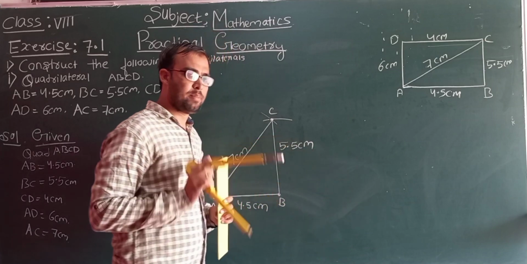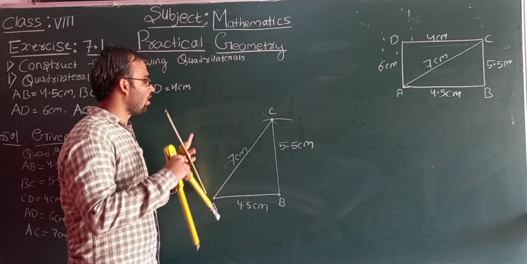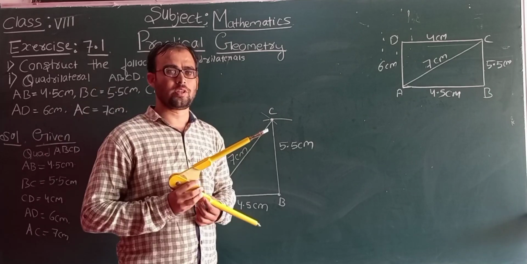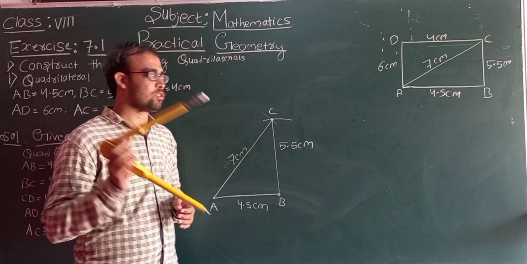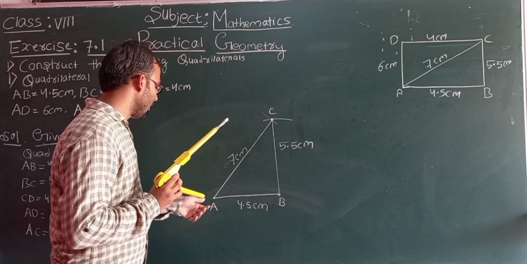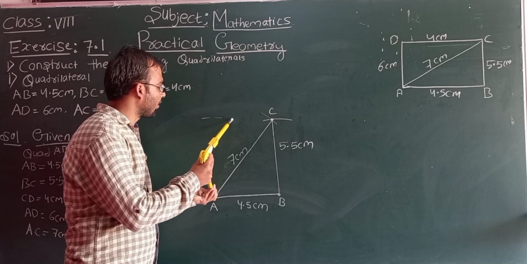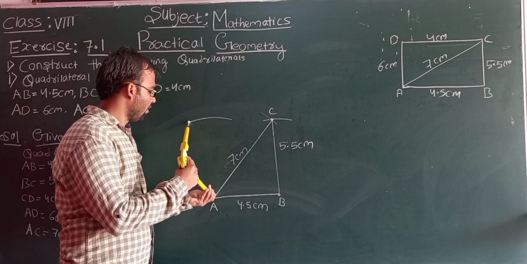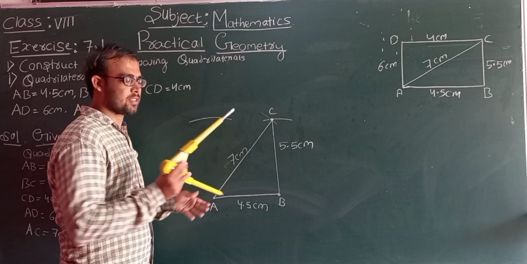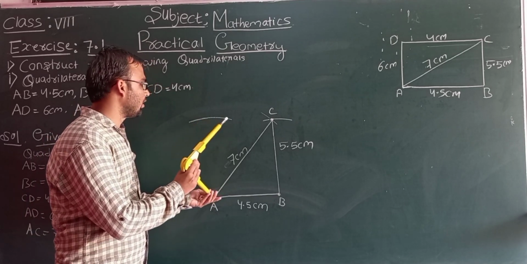When you set the compass to 6 centimeter, next with A as center, draw the arc of 6 centimeter. Students, assume that I have set this compass to 6 centimeter. So with A as center, draw the arc.